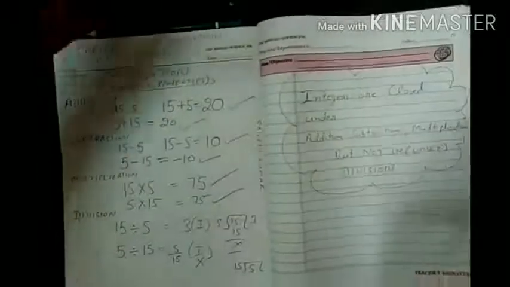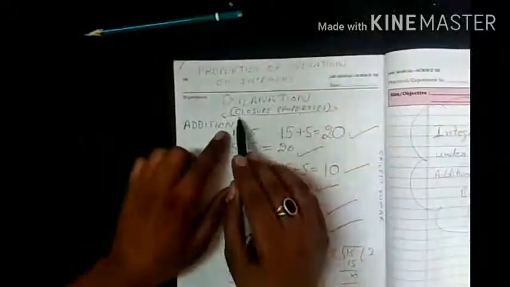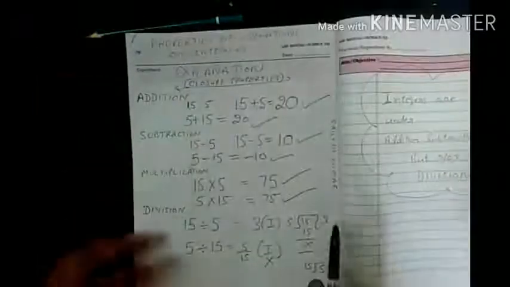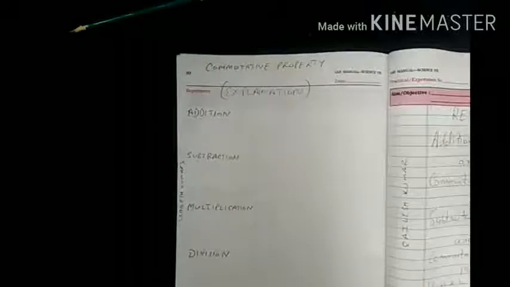So see the rule carefully. Integers are closed under addition, subtraction, multiplication, but not in division. Clear? So this rule is called closure property. This rule is called closure property. Clear? That's it.